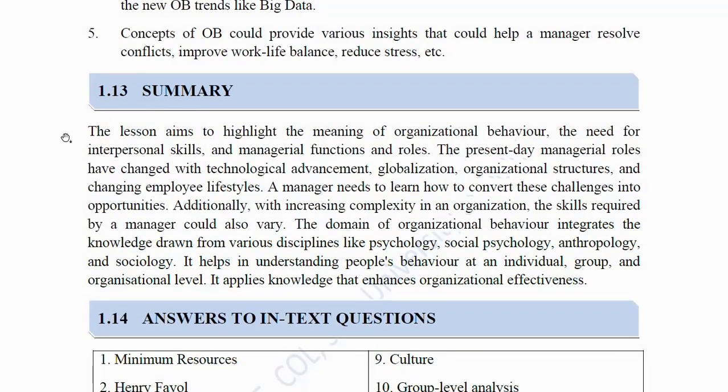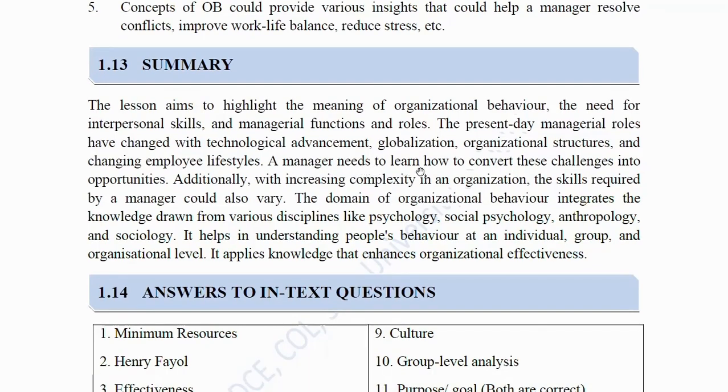1.13 Summary. The lesson aims to highlight the meaning of organization behavior, the need for interpersonal skills, and managerial functions and roles. The present day managerial roles have changed with technological advancement, globalization, organizational structures, and changing employee lifestyle. A manager needs to learn how to convert these challenges into opportunities. Additionally, with increasing complexity in an organization, the skills required by a manager could also vary.